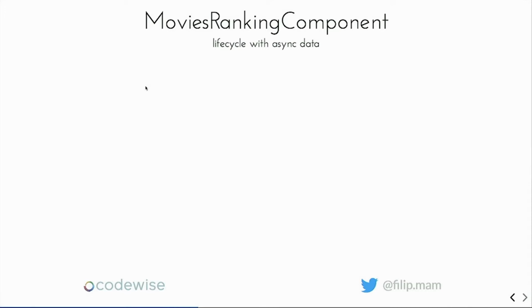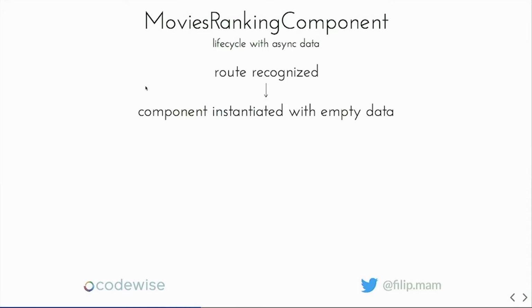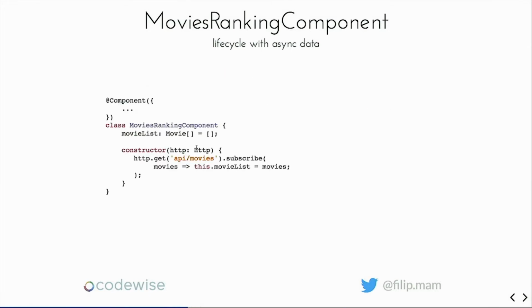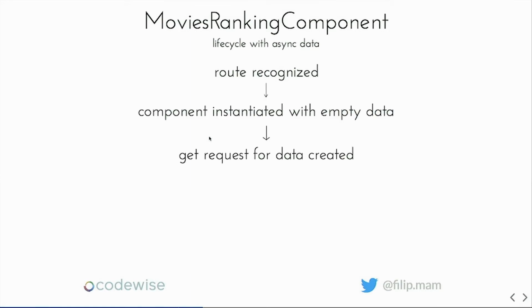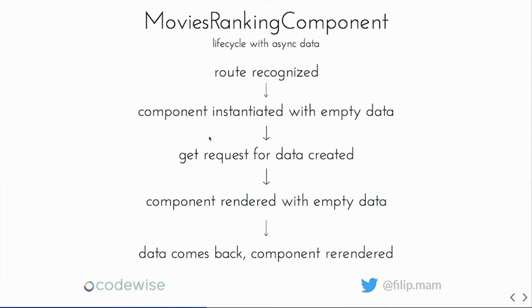Okay, so let's have a look at the life cycle of a component that uses async data. First, when the route is recognized, the component is instantiated with empty data because we set the default value to an empty array, okay? So the component that we see is without the list, with the blank space. At the same time, the GET request is created and sent, and the component is rendered with the blank space, as I said, okay? And then the async stuff comes in. If the data comes back from that request, the component is re-rendered with those movies, okay?